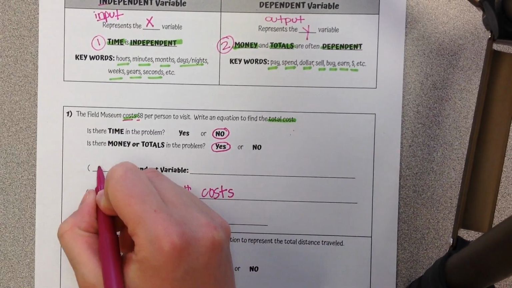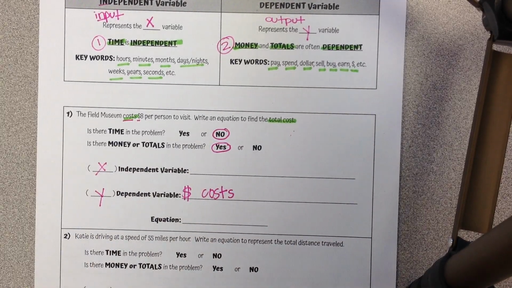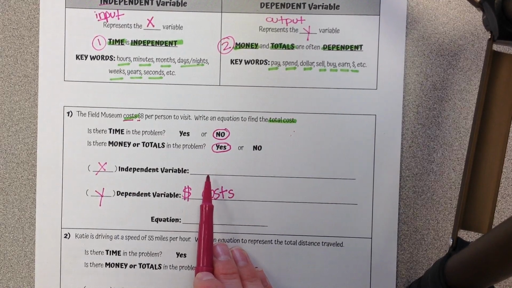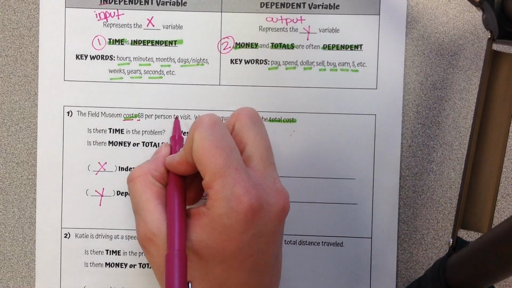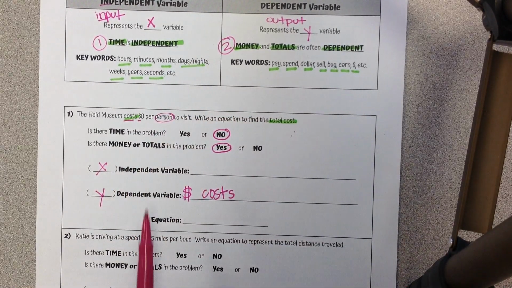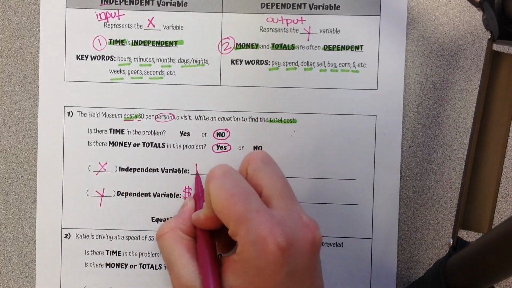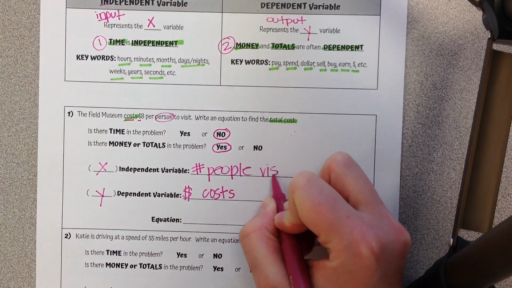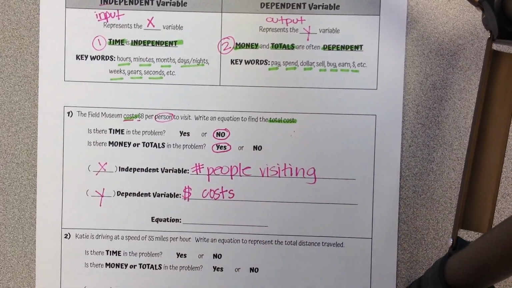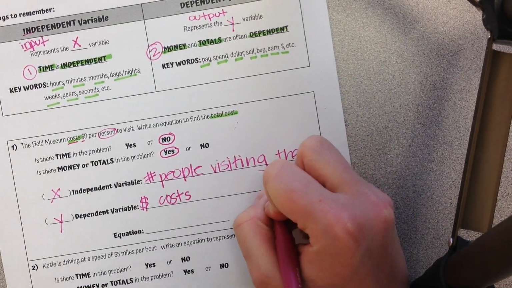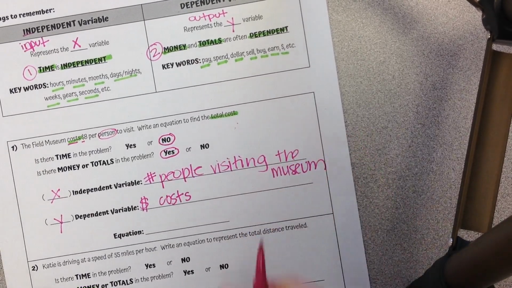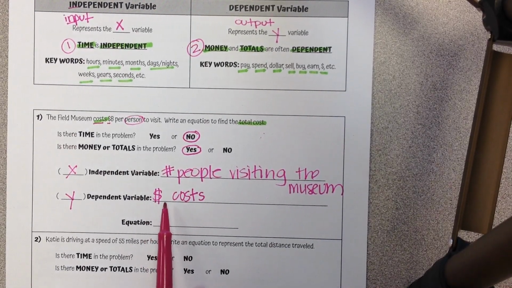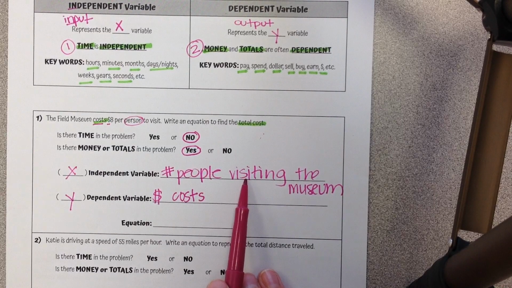So now I need to look for my X, or my independent variable. So the amount of money it costs depends on what? And what that depends on is how many people visit, okay? It costs $8 per person. So this is the number of people visiting. Okay, I'm actually going to add the museum. Okay, so if we put this in a full sentence, it would say the amount of money it cost depends on the number of people visiting the museum.